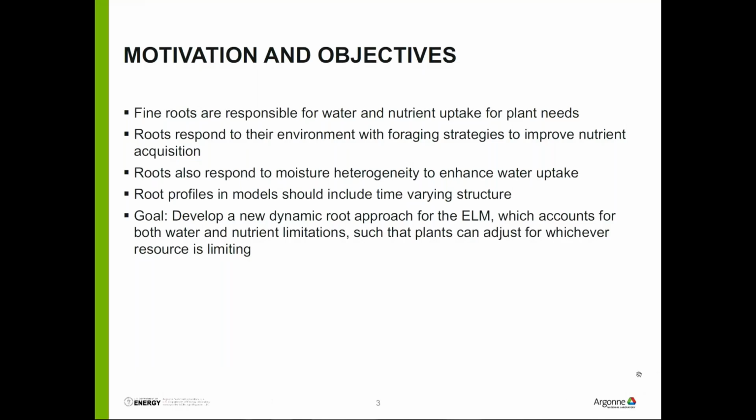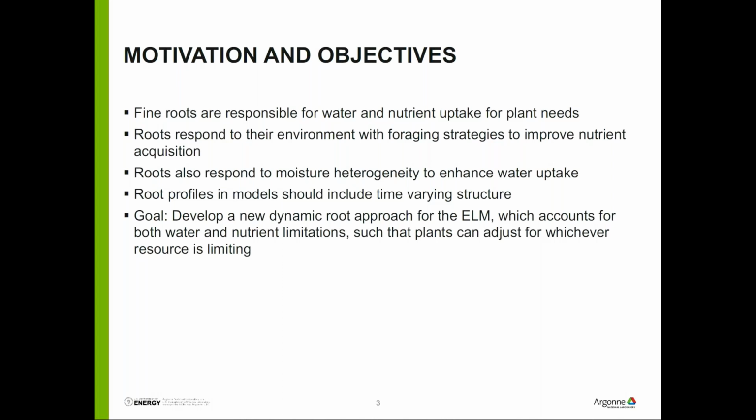So I'm going to start off with just the dynamic root model. The discussion here is going to be mostly on a manuscript that just got accepted in JAMES. It's published online right now. It's still going through the final proofs.